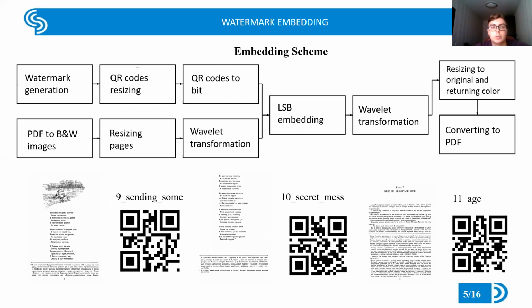In this case, for protection, we use the following embedding scheme. It consists of watermark generation, QR code resizing, QR code transformation to bits, PDF transformation to black and white pages, resizing, wavelet transformation, least significant bit embedding of the watermark, inverse wavelet transformation, resizing and converting to PDF.